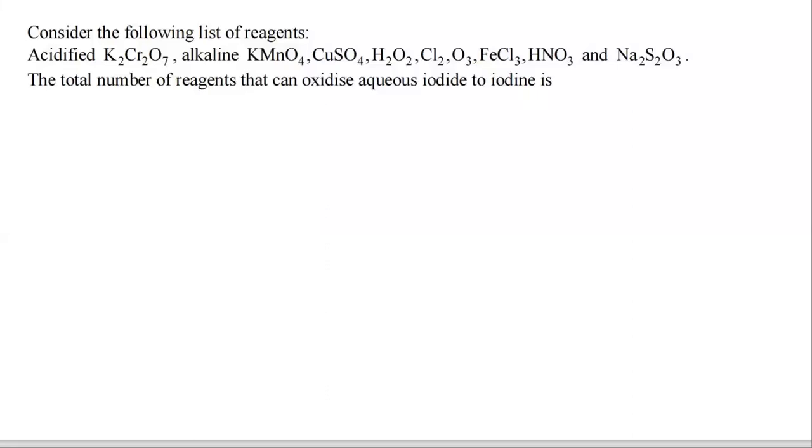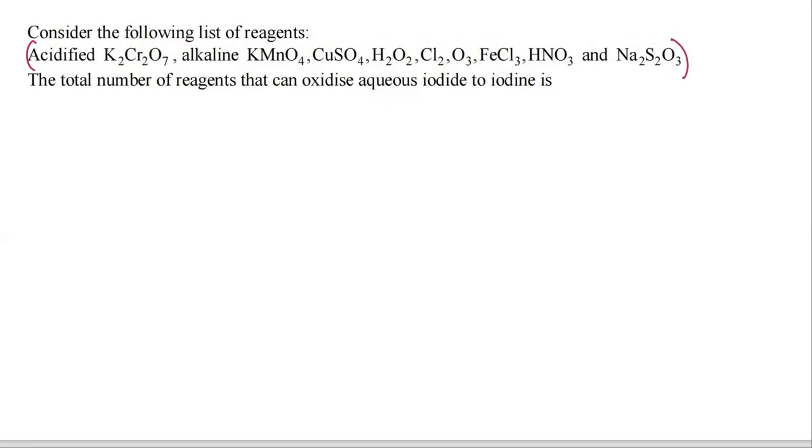Okay, so let's see question number two, which is: consider the following list of reagents. Some of the reagents have been given to you, that is acidified potassium dichromate, alkaline potassium permanganate, copper sulfate, then hydrogen peroxide, chlorine, ozone, then FeCl3, HNO3, that is nitric acid, and Na2S2O3. Okay, so these are some of the reagents being given to you.